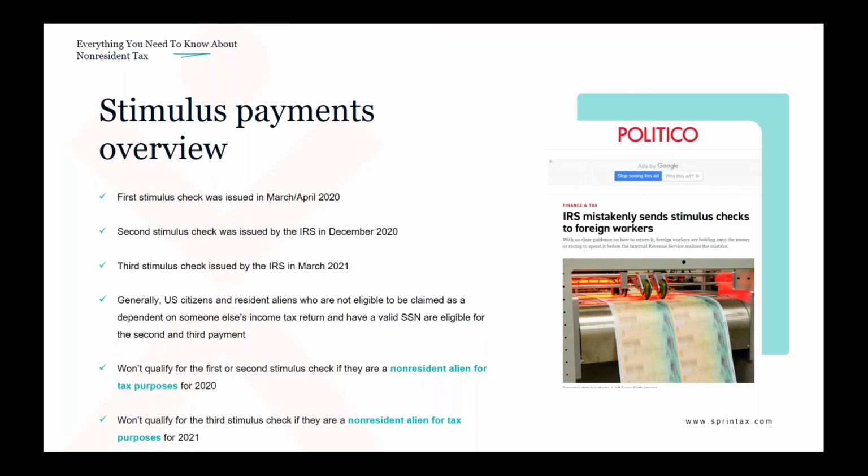Generally, the eligibility criteria remain much the same. It's typically there for US citizens and resident aliens who are not eligible to be claimed as a dependent on someone else's tax return and have a valid social security number. So typically, you won't qualify for the first or second stimulus check if you're a non-resident alien for tax purposes for 2020, and you won't qualify for the third stimulus check if you're a non-resident alien for tax purposes for 2021. We have lots of useful resources, blogs and YouTube videos on the stimulus checks, so feel free to check them out. If you have any additional questions and you're joining today's session, feel free to post them into the chat as well.